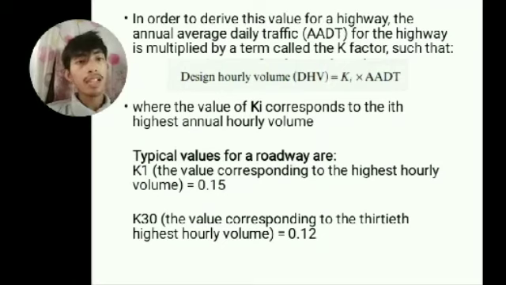Kung saan yung K ay nagka-correspond sa highest annual hourly volume. May two values tayo ng K. Yung una ay K1 kung saan yung value is nagka-correspond sa hourly volume na 0.15. Sa K30 naman ay yung value na nagka-correspond sa 30th highest hourly volume is equals to 0.12.